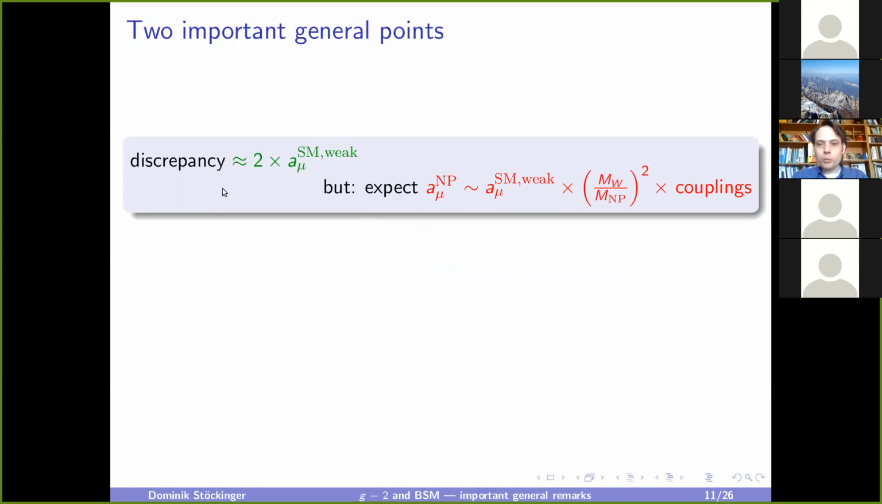But in general, we expect a mass square suppression. Therefore, it's not obvious how you can come up with a BSM scenario which explains the g-2 deviation, but which is invisible everywhere else. And so this is the job that we need to fulfill.